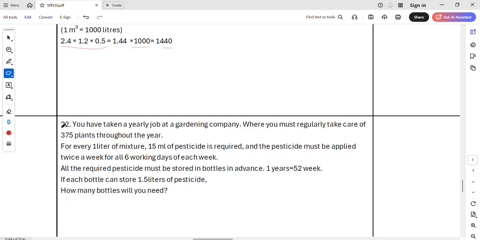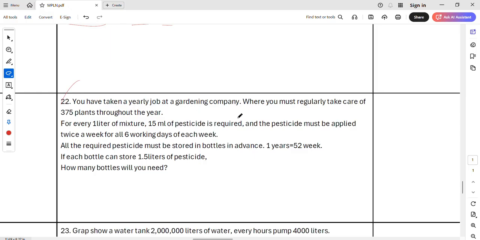All right, then next question. We have taken a yearly job with a gardener company where we must regularly take care of 370 plants throughout the year. For every 1 liter of the mixture, 15 ml of pesticide is required, and the pesticide must be applied twice a week, on all 6 working days of 6 weeks.